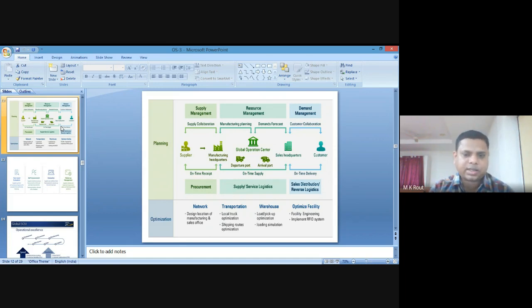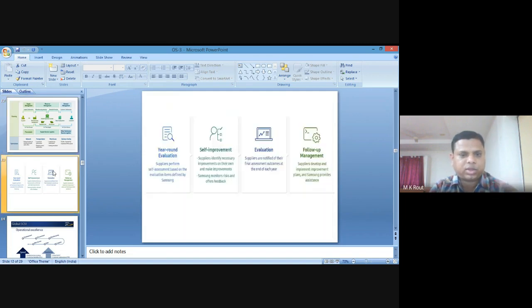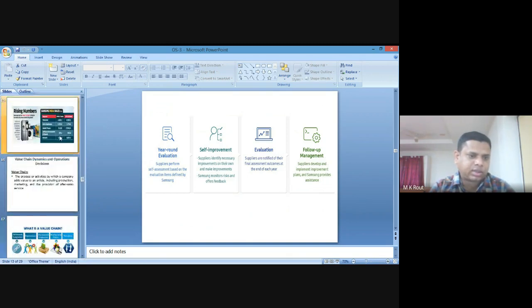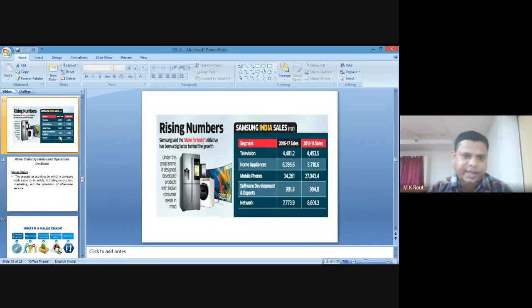most of the suppliers are certified suppliers. That is why, if you go to this point, there are year-round evaluations, self-improvement of suppliers, then evaluation of suppliers done each year, followed by follow-up management from the Samsung point of view. Basically, Samsung provides assistance regarding improvement of plans of supplies, improvement of components, improvement of design and specification. Moving to the next part. So this is the summary of this particular case study.